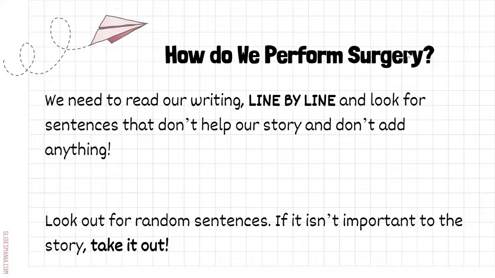And I know you're going to hate this, but what we need to do is read our stories, the whole story, line by line, sentence by sentence, and look for sentences that do not help our story and don't add anything. There's a saying in writing: if it doesn't help your story, don't have it in there. So what we're looking out for are those random sentences. If it's not important to the story, take it out.